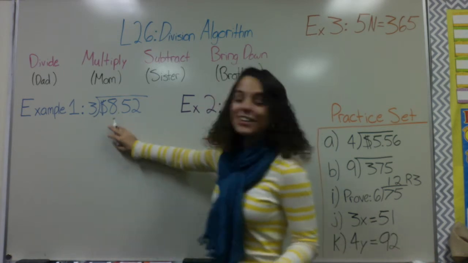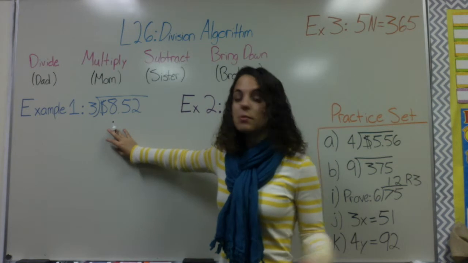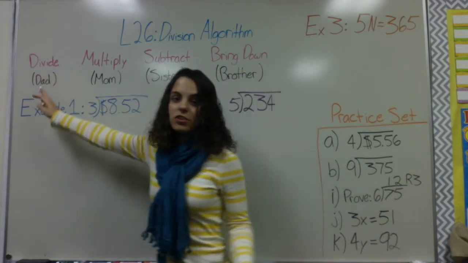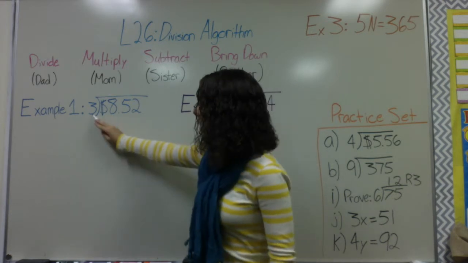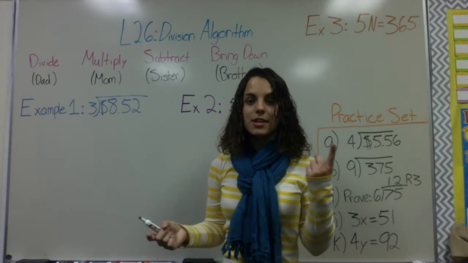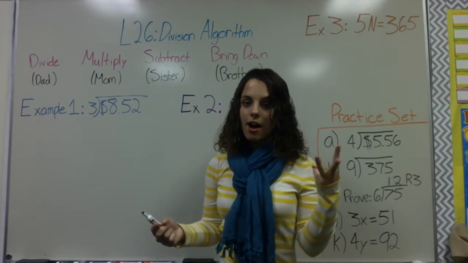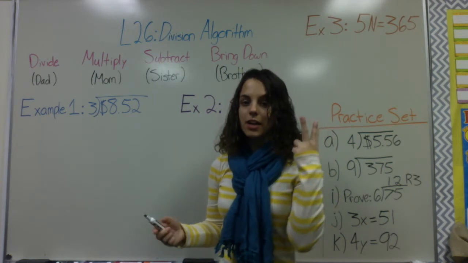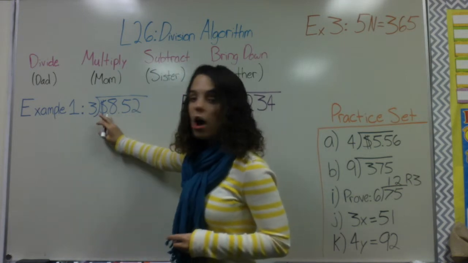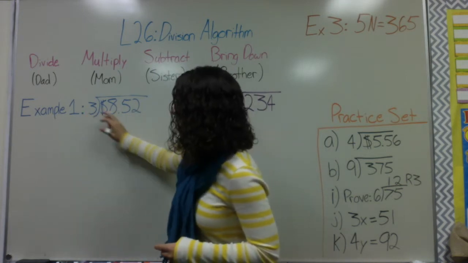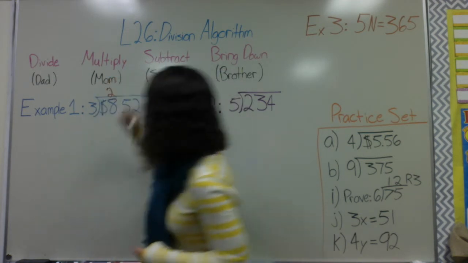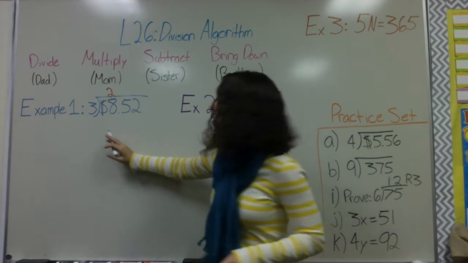So 3 goes into 8 how many times? That's what we ask ourselves whenever we're dividing. The division part is how many times can I put 3 into 8? Well, if we count by 3s, 3, 6, 9, so I can't go in 3 times, I can only go in 2 times. My 2 goes at the top of the 8 because that's the number that I'm dividing right now. 2 goes right above the 8.